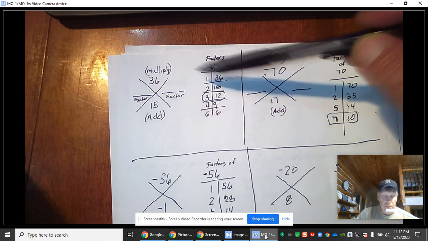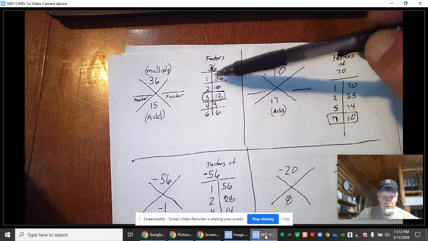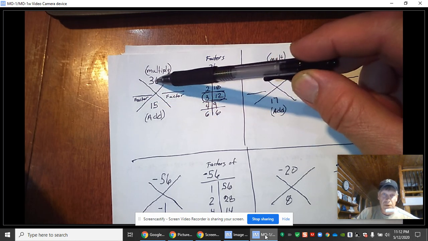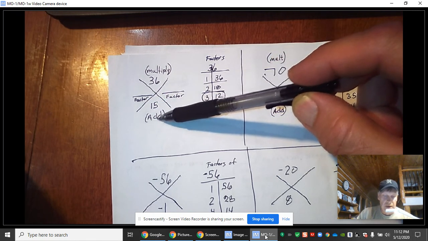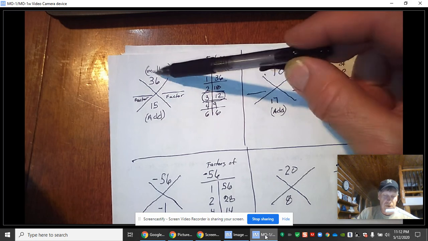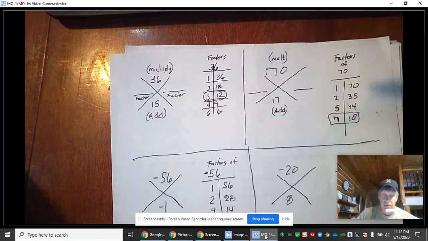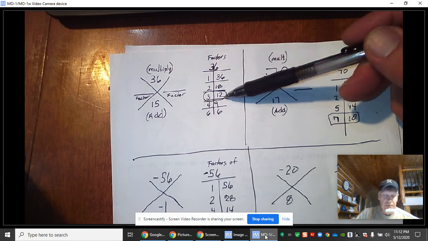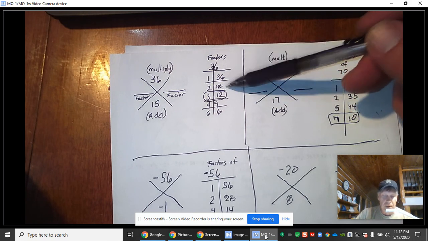So, again, one more time. I want to go through all the factors of 36 and figure out which two factors multiply to 36 and add to 15. So we're going to multiply up here, and we're going to add down here. I listed all the factors, and you have to write it down. If you can do them in your head, great.